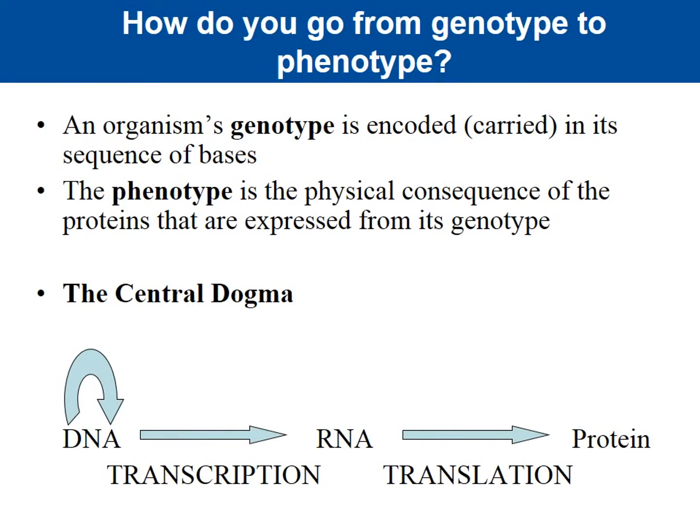Now, we talked about genetics, and we talked about genotype and phenotype. Remember that we said that the genotype is the genes that an organism has, and so the genotype is encoded in its sequence of bases, its nucleotides in a row. Now, the phenotype, remember, is the physical consequence of a particular genotype. Basically, that means the phenotype is a result of what proteins are being produced.